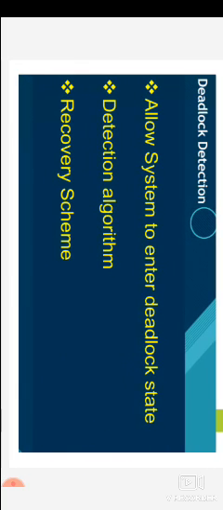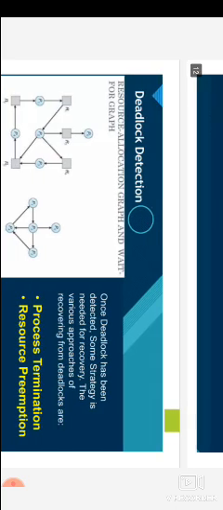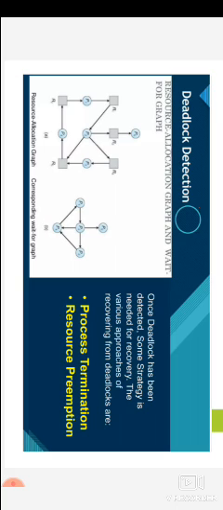Allow the system to enter a deadlock state, with a detection algorithm and also a recovery scheme. Once the deadlock has been detected, some strategy is needed for recovery. The various approaches to recovering from deadlocks are process termination and process preemption. This is the graph we use in deadlock detection.